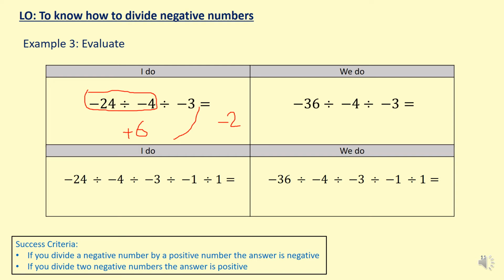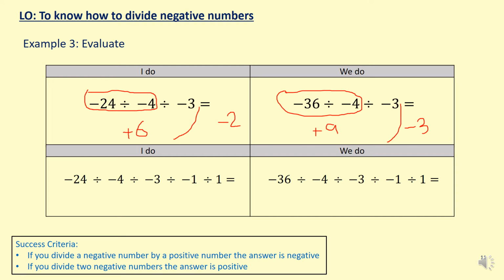I start with the first 2, as I said. So I have 36 divided by 4, which is 9. Then negative divided by negative is positive. So you have positive 9 for the answer for the first bit. I haven't finished yet, so I need to do that division now. 9 divided by 3 is 3. Positive divided by negative is negative. So your last answer is negative 3.